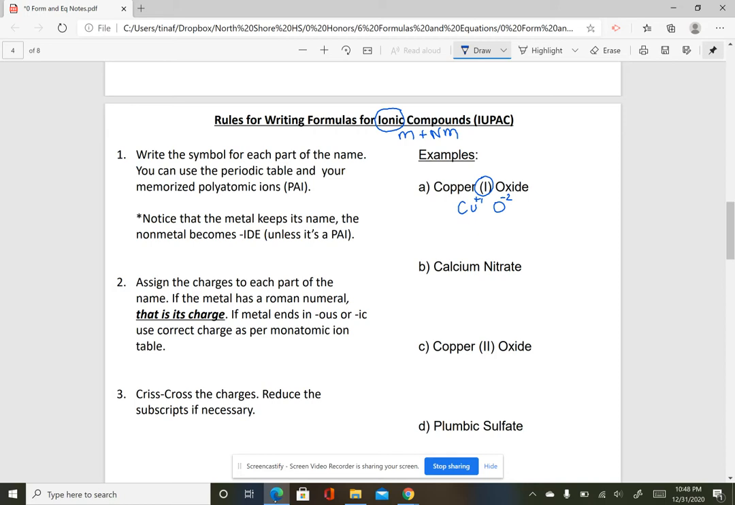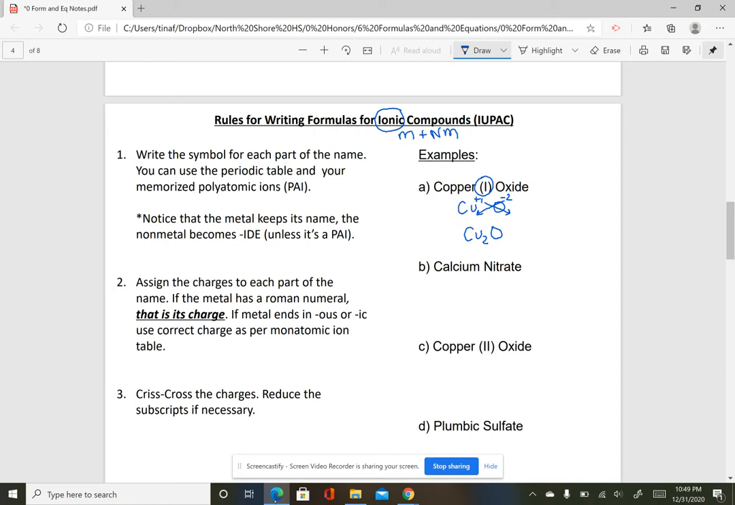Then you literally take these numbers and you crisscross them and bring them down and you turn them into subscripts. Now, you don't have to bring down the charge, just the number, because it doesn't make sense to have a -2 number of copper atoms, right? So you just bring down the number. And for 1, you're never going to see a 1 written there. When there's no number next to an atom, we know that that's because there's just one of them.